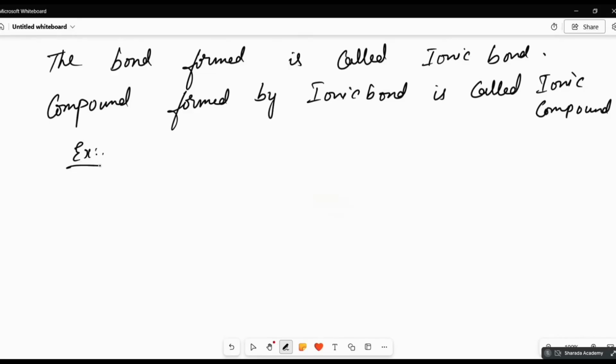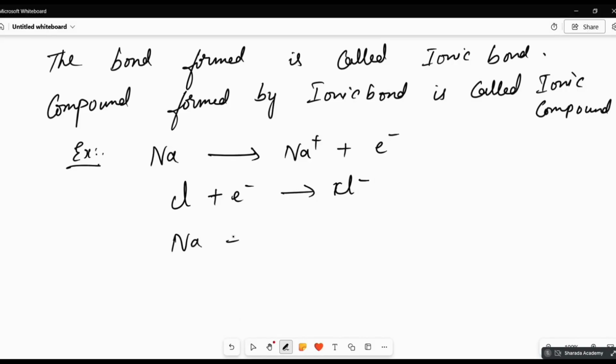Example: sodium tends to give away 1 electron and become Na plus, chlorine takes 1 electron and forms Cl minus. So what happens when sodium combines with chlorine? You will get Na plus Cl minus. Okay.